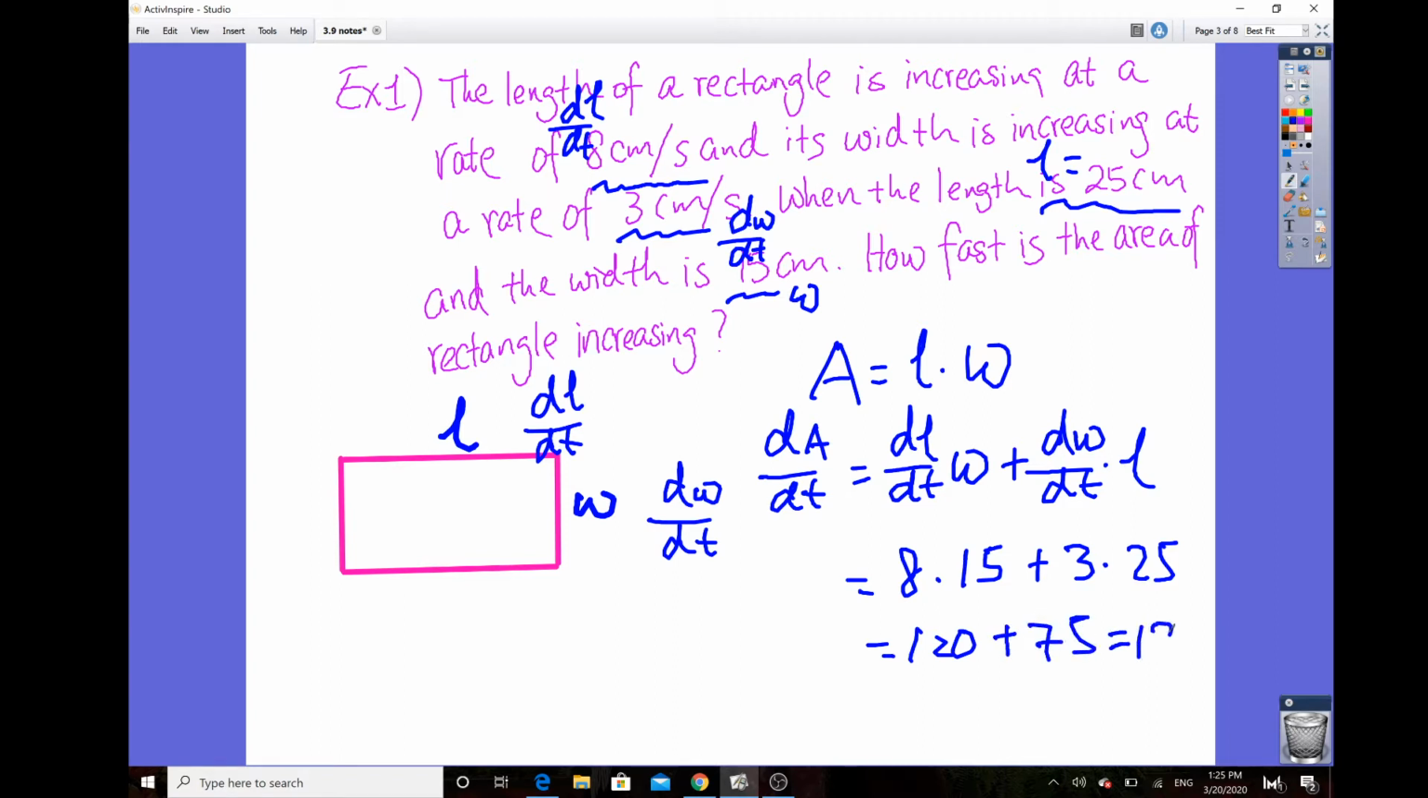So it's 195. And then the unit: it's the rate of change of the area, so that means it's square centimeters per second. This shows how fast the area is increasing. Okay, so now, let's check out the other example.